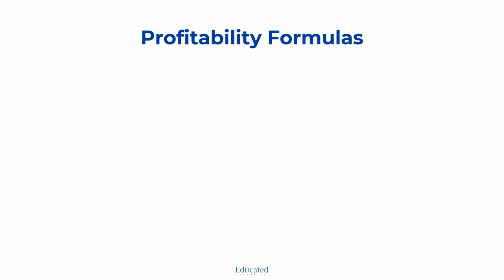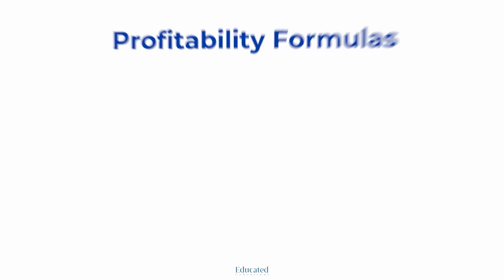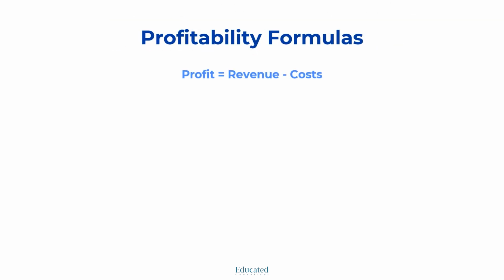The third area we will investigate is profitability. Profitability calculations are used to determine the overall financial health of a company. Profit is a function of revenue less costs. To understand how to calculate this, we must first understand how to calculate revenues and costs.